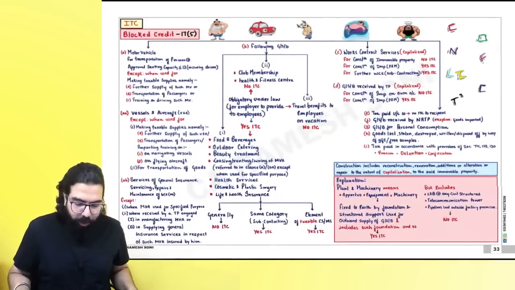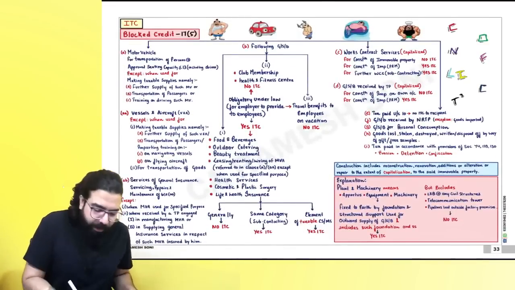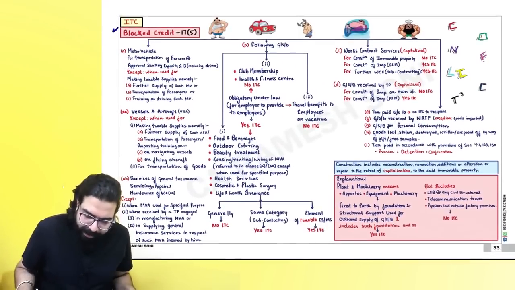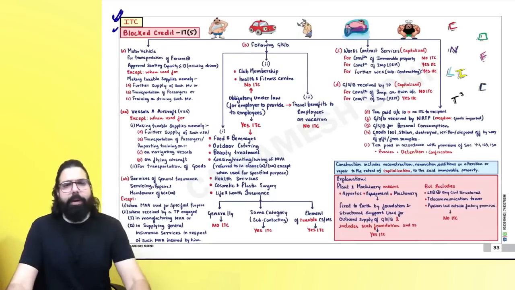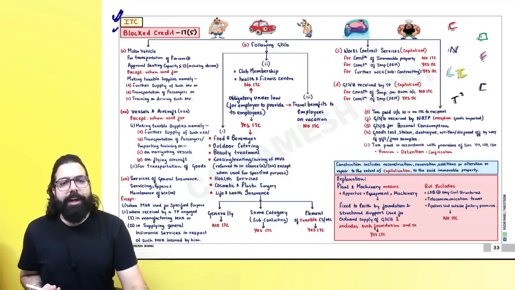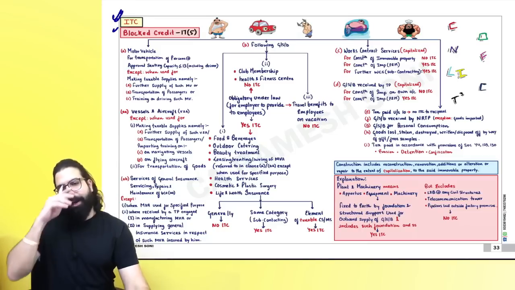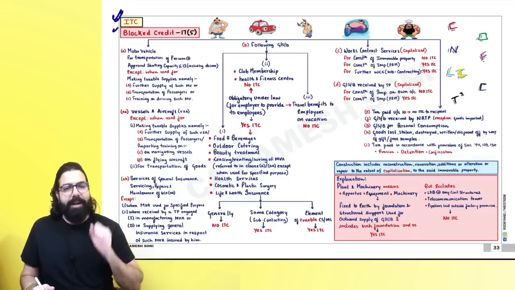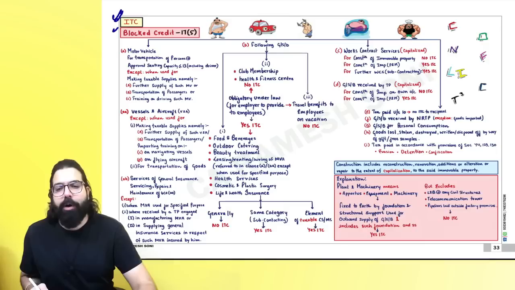Now, the next one over here is section number 17.5, which talks about block credit. Please come to your chart of block credit, everyone. Let's quickly do block credit. Block credit, section number 17.5, goes ahead and talks about block credit.